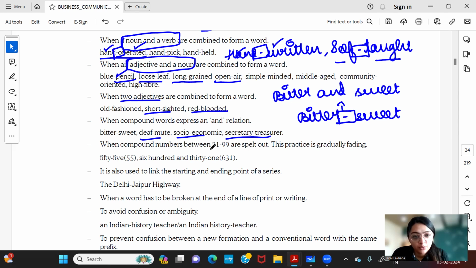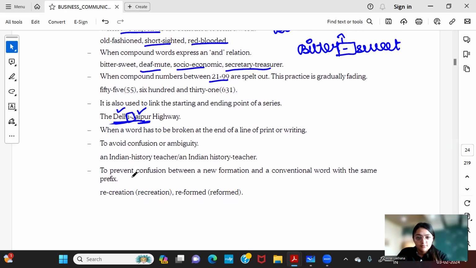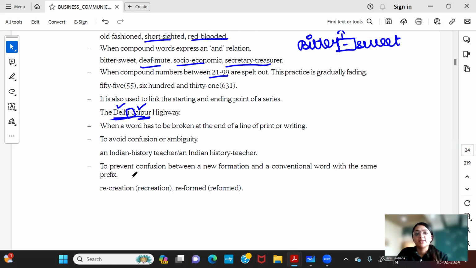Next, we have in-between words, where the hyphen is also used to link the starting and ending point of a series. Now, say for example, Delhi-Jaipur highway. So Delhi is the starting point of this highway as well as Jaipur is the ending point of the highway. So instead of saying the highway begins at Delhi and ends at Jaipur, we can just use a hyphen, and this will indicate that this highway begins at Delhi and ends at Jaipur.